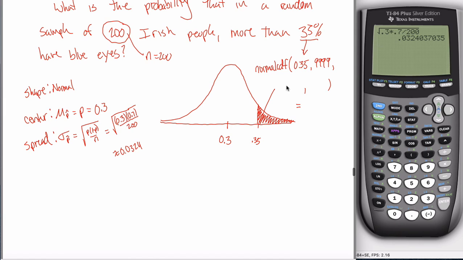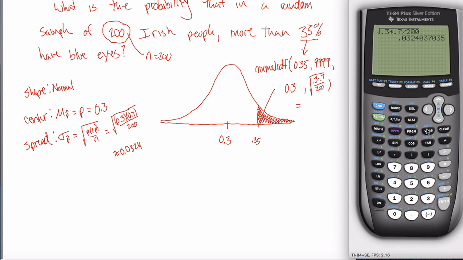Anyways, let's answer this question. Normal CDF 0.359999. My center is 0.3. And my spread, rather than put in this decimal approximation, I'm going to put in this whole mess just to make sure that rounding error doesn't change my answer by enough that the homework gets picky and marks it incorrect.